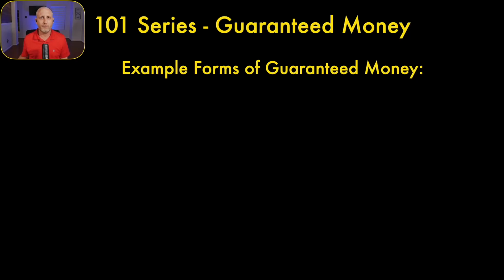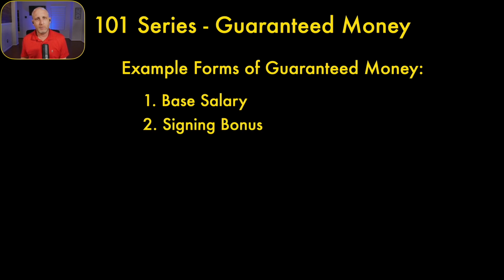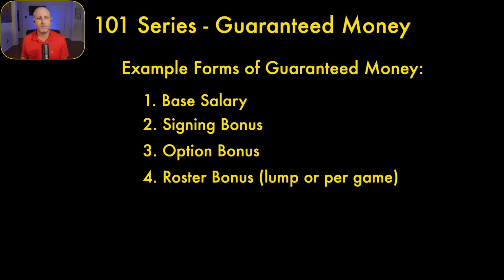So guaranteed money. What are some examples and forms of guaranteed money? Base salary, which we talked about in the last episode. Base salary can be guaranteed. It could be guaranteed for skill, cap, and injury. We'll talk about those specific items as well. Signing bonuses, they're guaranteed. Option bonuses can be set to be guaranteed. We'll talk about option bonuses later in another episode.